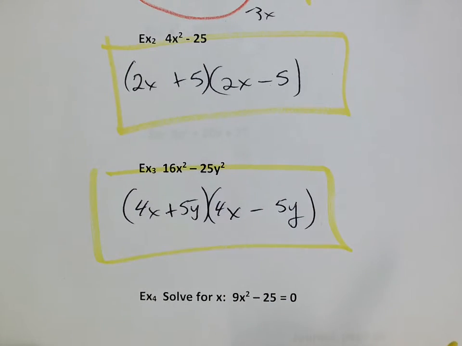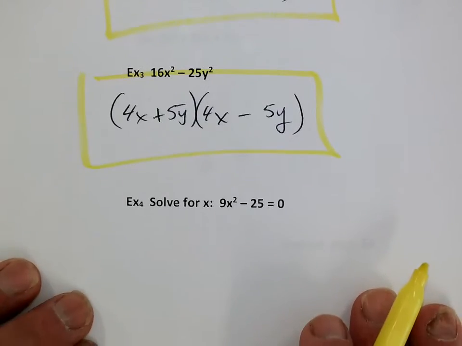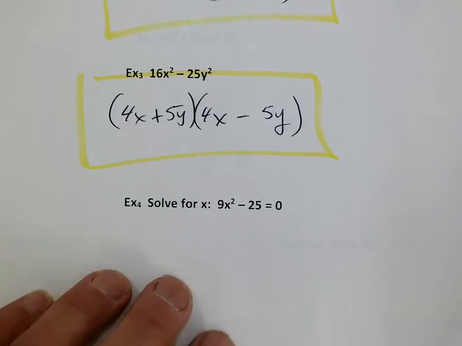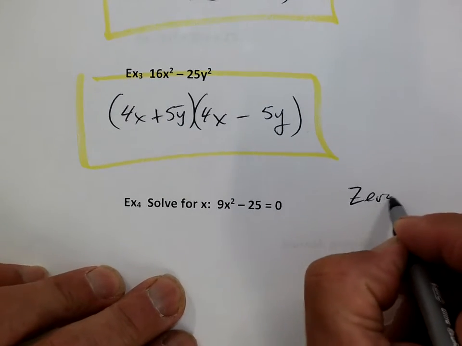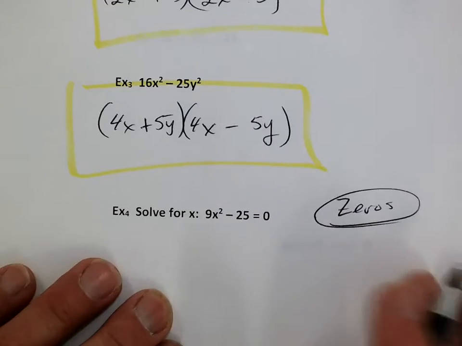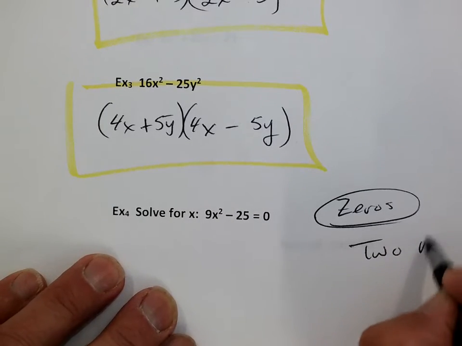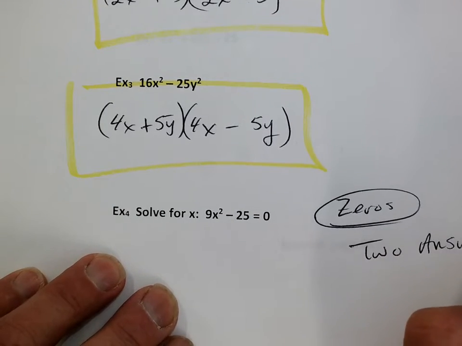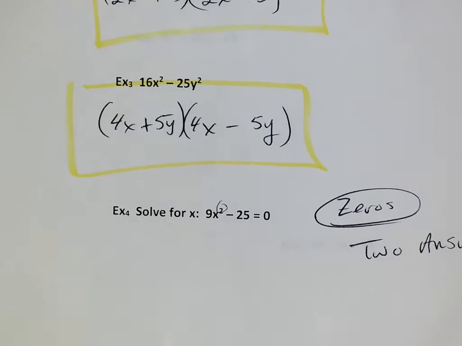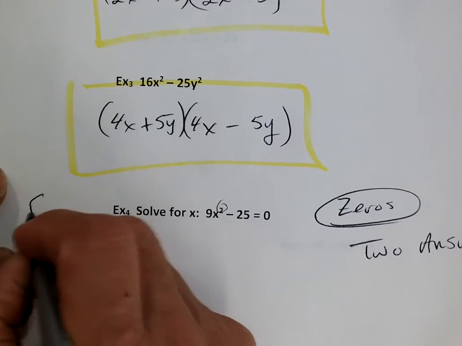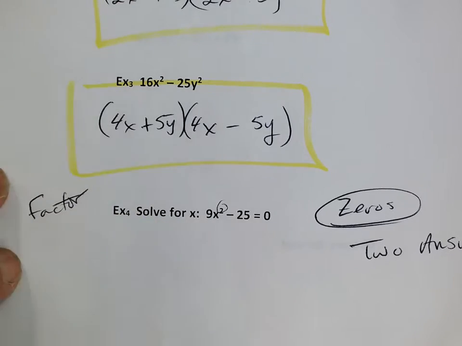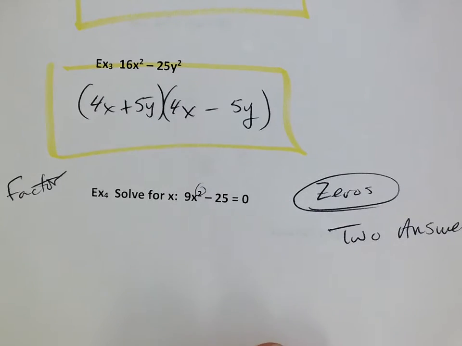Alright, so now let's take a look at one of these. We want to solve for x, which means we want to find the zeros. Okay, so there's always two answers. Always two answers. Always, because of the x squared. That's why there's two answers, because of the x squared. So what we do is we factor. Okay, so let's factor, because I need my mini equations.